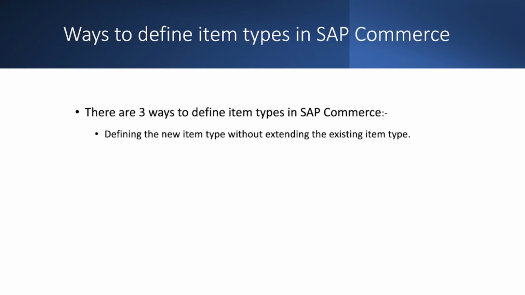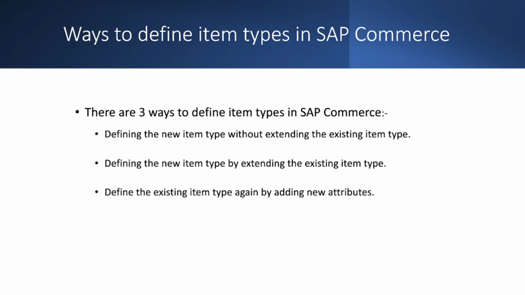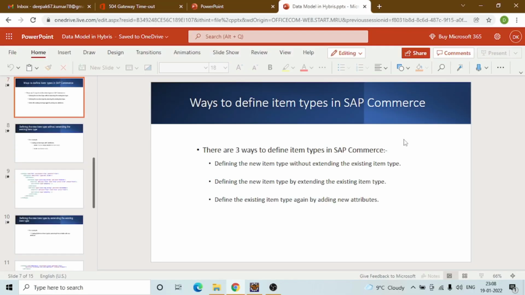First, defining a new item type without extending an existing item type. Second, defining a new item type by extending an existing item type. Third, redefining an existing item type by adding new attributes. We will explain in more detail how to define each. So coming to the first one, defining a new item type without extending an existing item type, we will go to the code base.